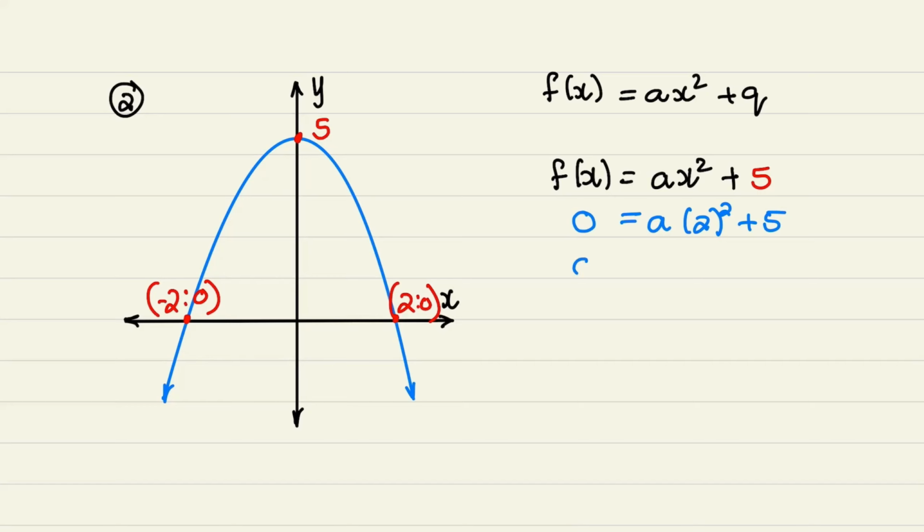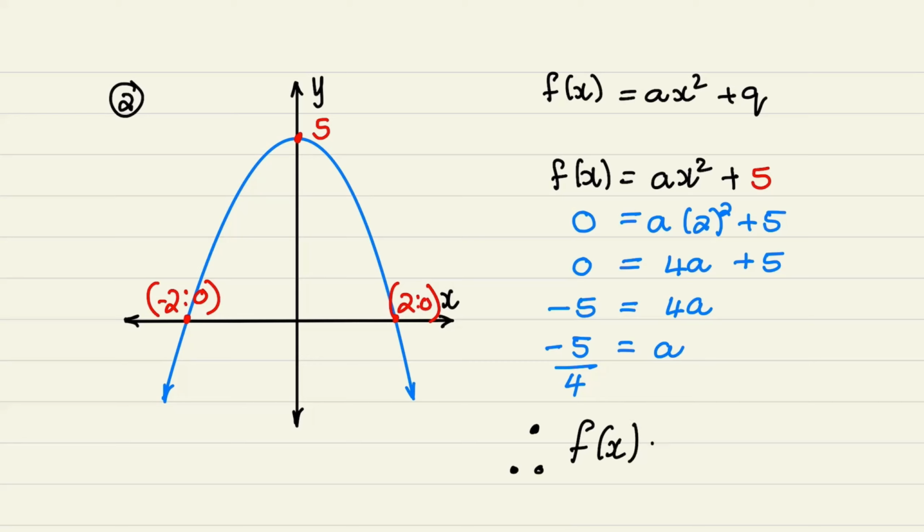If I multiply out, I have 0 equals 4a plus 5. Transposing the 5, I have negative 5 equals 4a, and then finally dividing by 4, I have negative 5 over 4 as my a value. Therefore, the equation of the graph is f(x) is equal to negative 5 over 4 x squared plus 5.